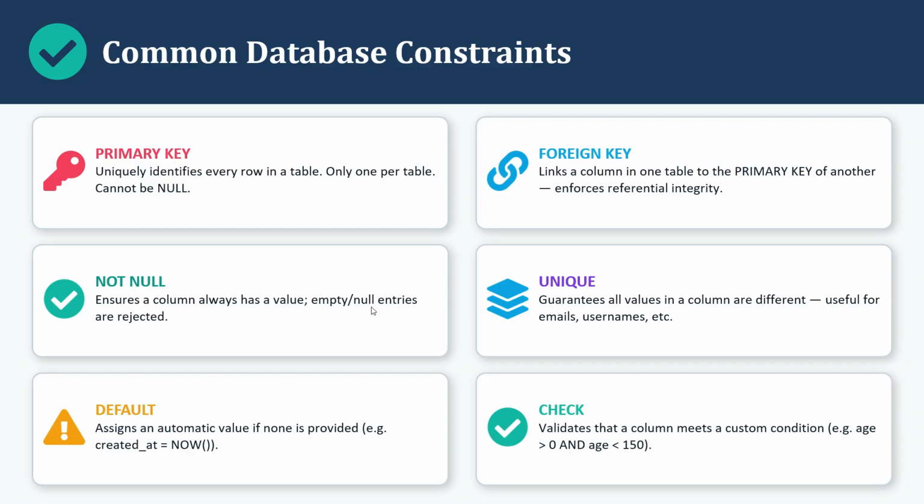The third, we have not null, which means the field can never be left empty. And fourth, we have unique, so no two rows can have the same value in that column. Then we have default, which automatically fills in a value if you don't provide one. Then we have check, which lets you write a custom rule, like an age must be between 0 and 150. These six constraints are what you will use 90% of the time in real projects.